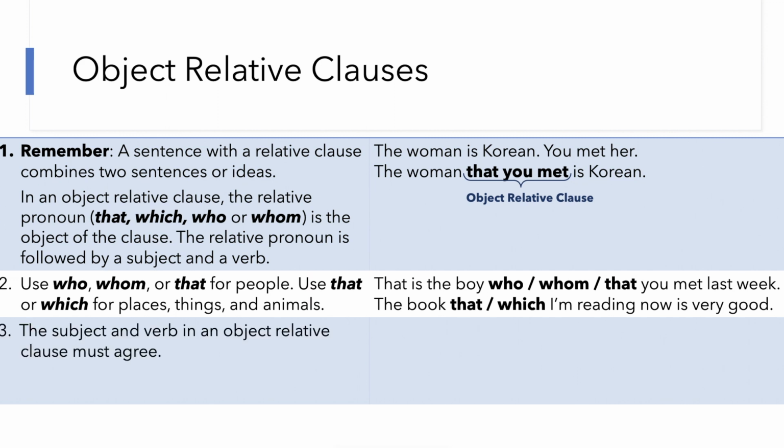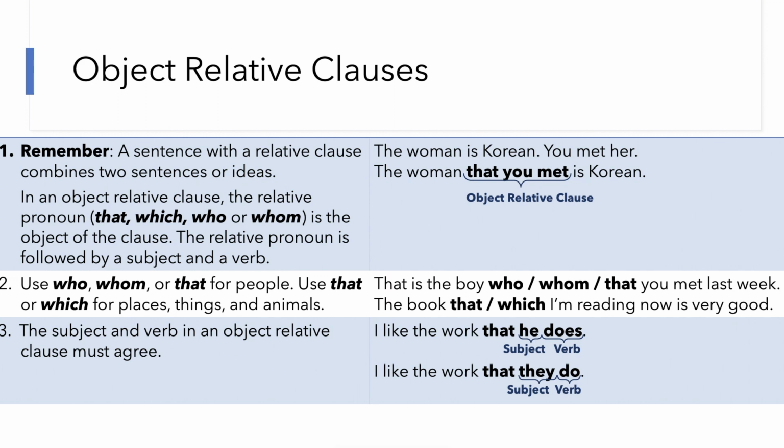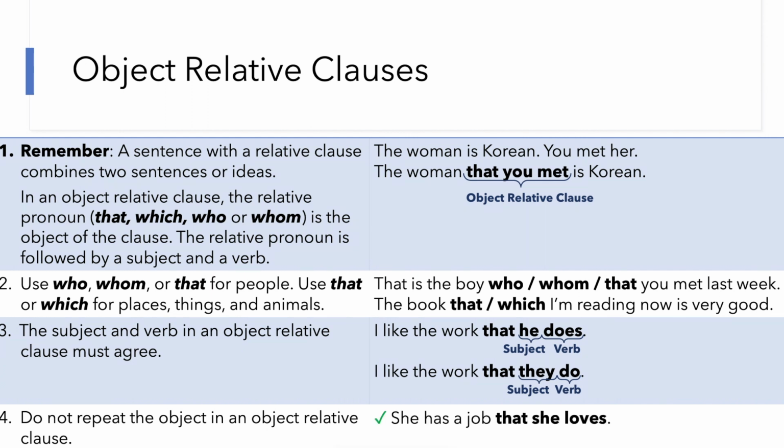Rule number 3. The subject and verb in an object relative clause must agree, just like in a subject relative clause. You always have to make the subject and verb agree. For example, I like the work that he does, or I like the work that they do. Okay, last rule. Rule number 4. Do not repeat the object in an object relative clause. So we can say, she has a job that she loves, but we can't say, she has a job that she loves it. That just sounds really weird, and it's incorrect.